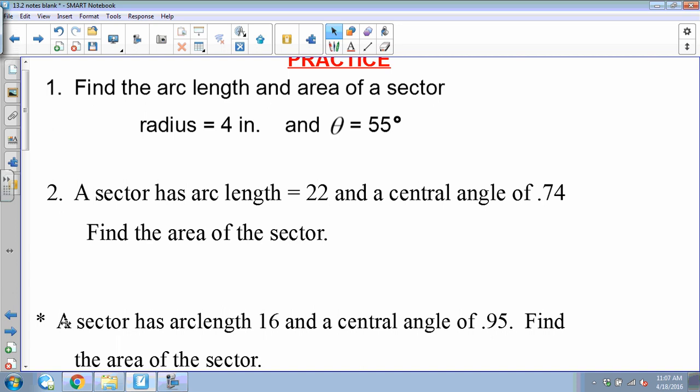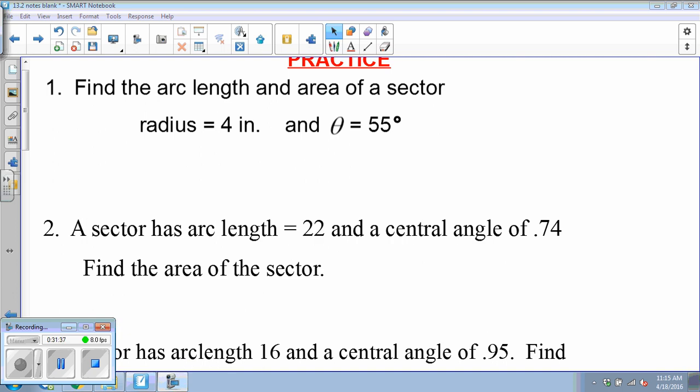Okay, so be careful with number 2 and 3. They give you the central angle, but they don't give you the radius. So you have to figure out how to find the radius. Also, when you're looking at number 2, it tells you the central angle is 0.74. Do you see a degree symbol? No. So it is not degrees, which means 0.74 has to be radians. If it doesn't have the degree symbol, you are to assume that that is in radians.